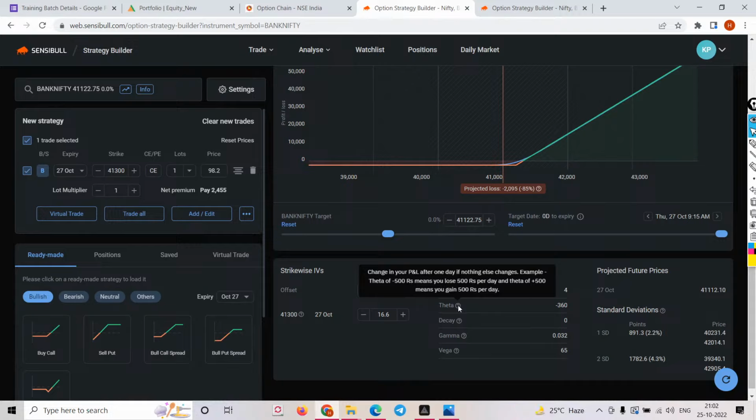So let's say today you got 500 profit and still you wanted to hold that. Tomorrow the market opens flat, and right away your profit will be eaten up by the theta. Next day morning when the market opens, your profit will become either zero or it will go to minus, because you have to pay the theta for the option seller.